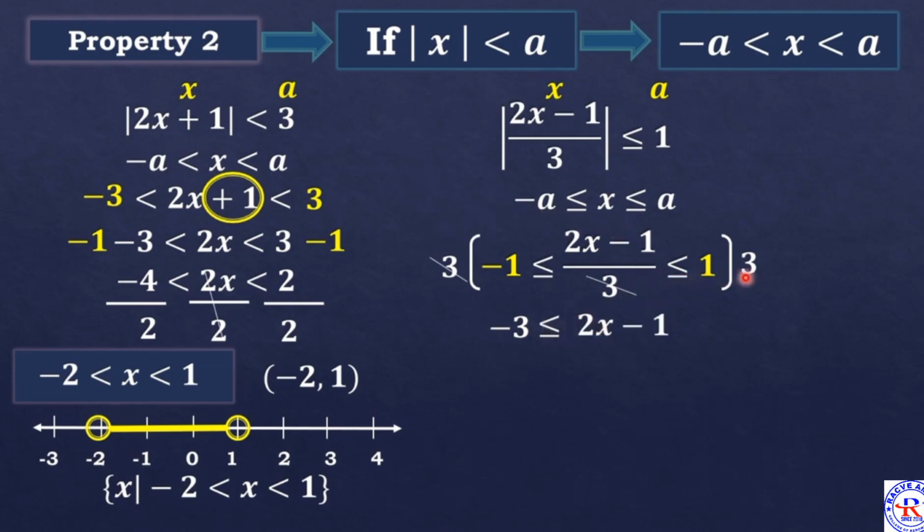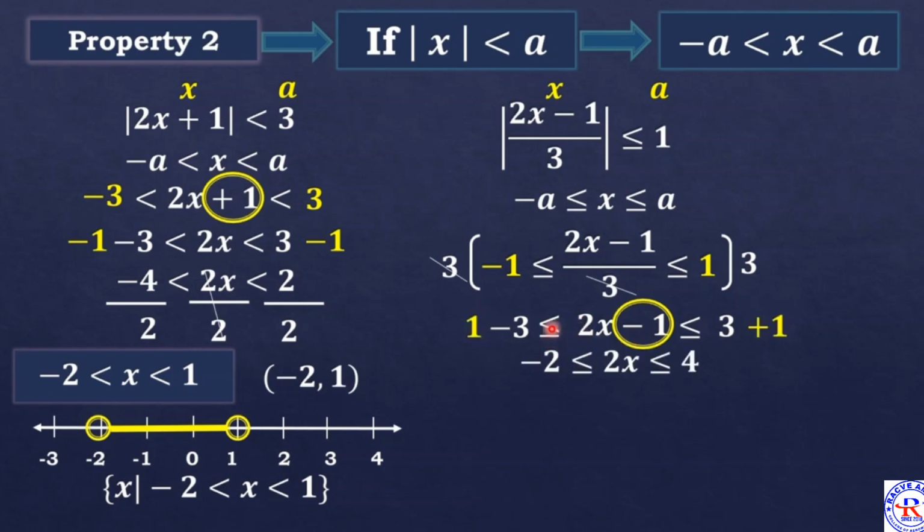And then, 3 times 1, this is also 3. Okay, nakuha po. So now, eto naman ngayon, transpose natin si negative 1 to both sides of the inequality. So from negative 1, magiging plus 1 siya. So may iwan na lang po si 2x dito. So eto na po siya.